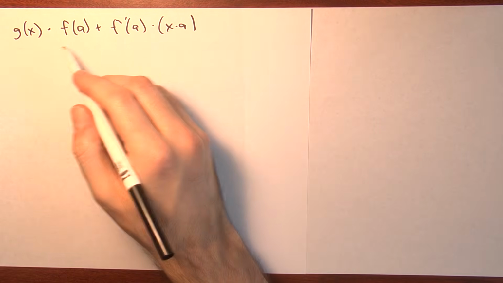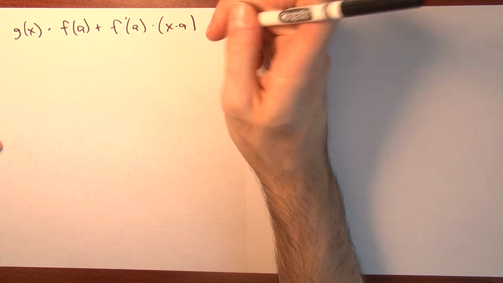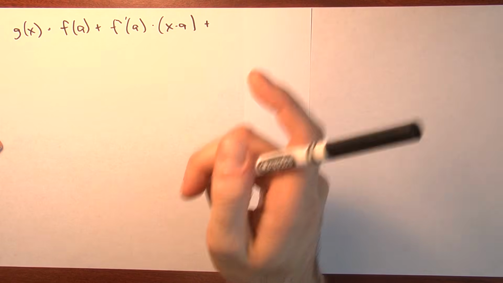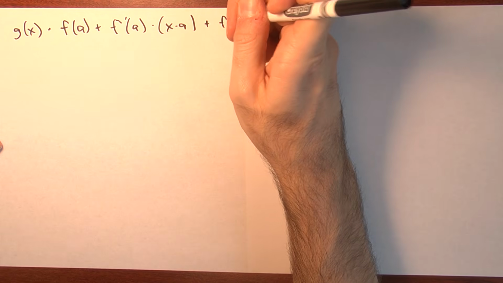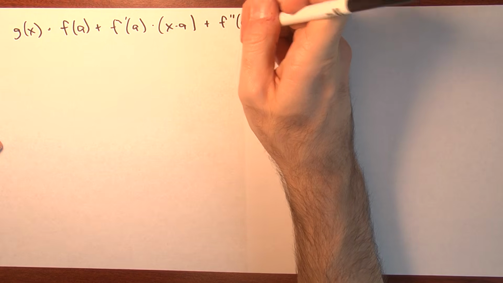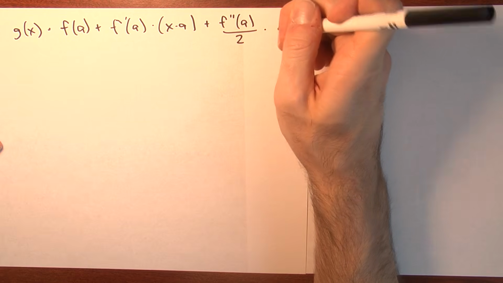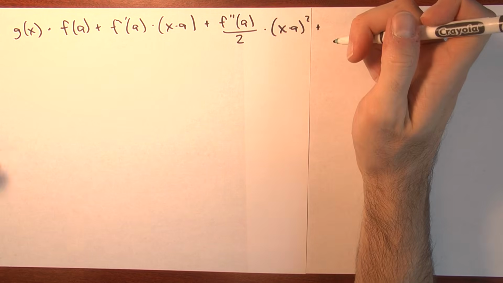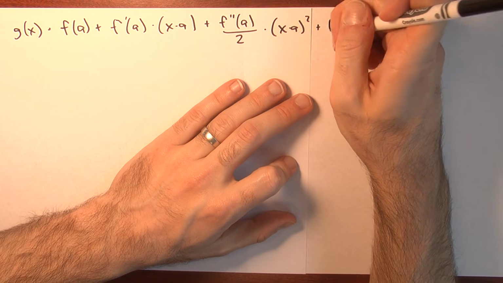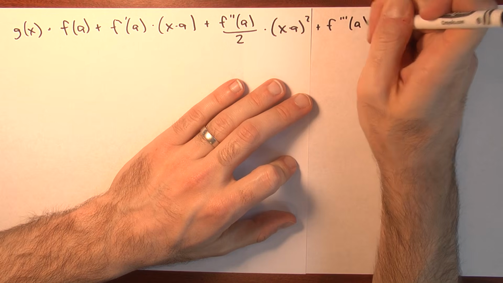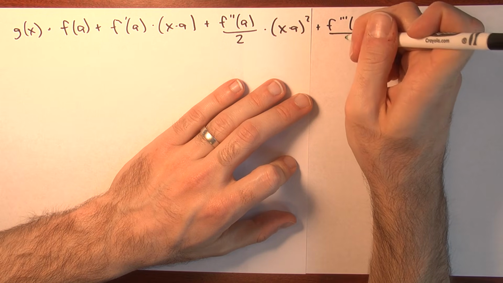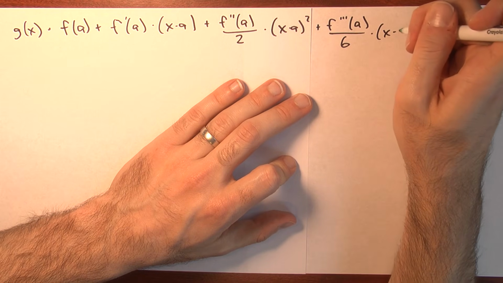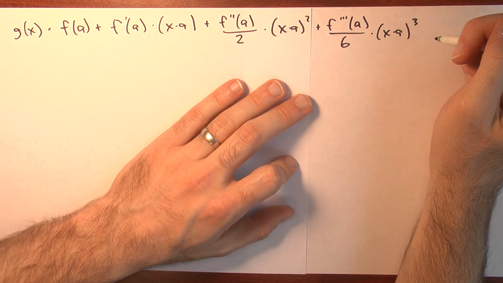So this is just the linear approximation to f that we're used to. Then last time I added just one more term. I'm going to add that term again: the second derivative of f at the point A divided by 2 times x minus a squared. But now I'll add another term: the third derivative of the function f at the point A divided by 6 times x minus a cubed.